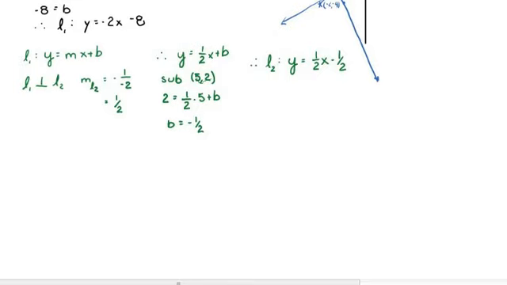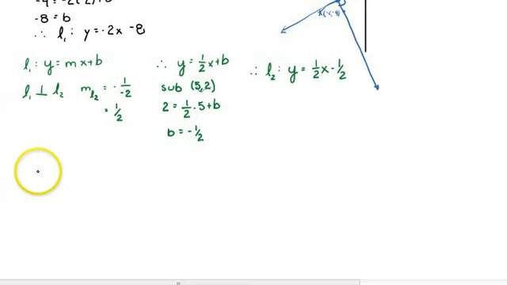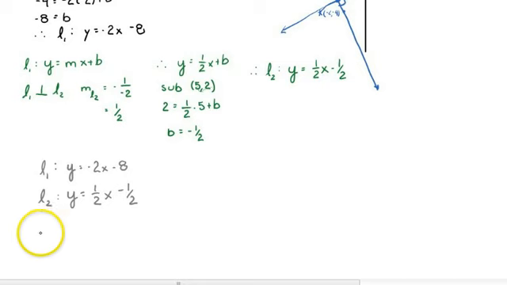So we're going to scroll down a little bit here. If I know that L2, let's just change colors here. We know that line 1 is y equals negative 2x minus 8, and line L2 is y equals 1/2 x minus 1/2. Since these two lines intersect, I'm interested in when line 1 is equal to line 2. So therefore, I can say negative 2x minus 8 is equal to 1/2 x minus 1/2. And now I can go through and solve for x.